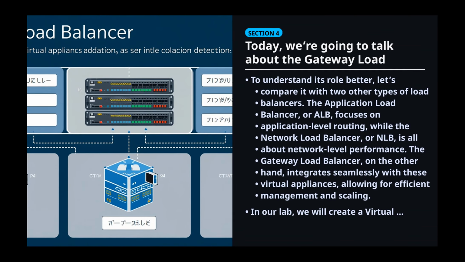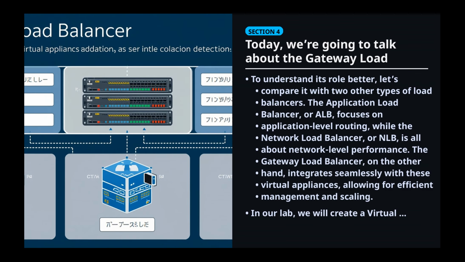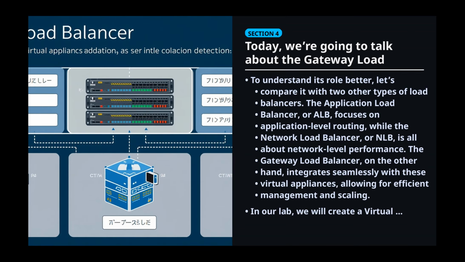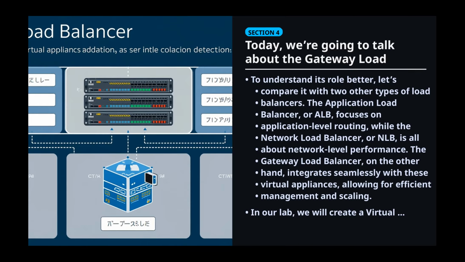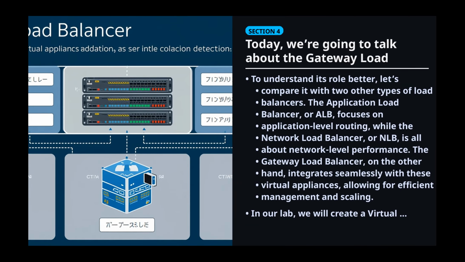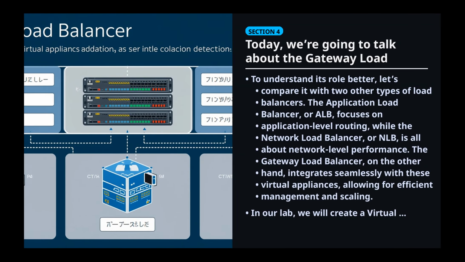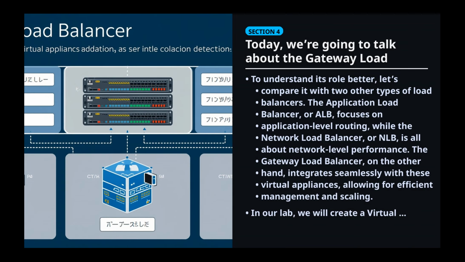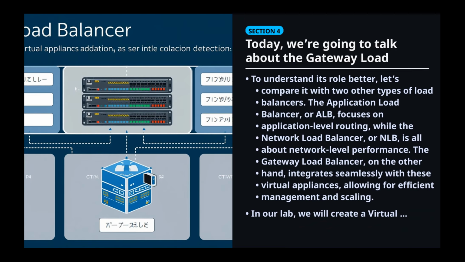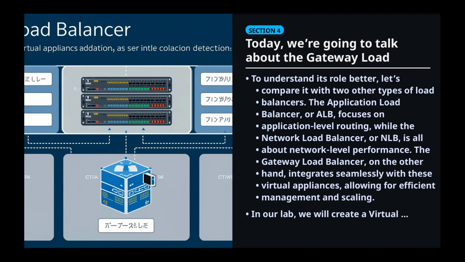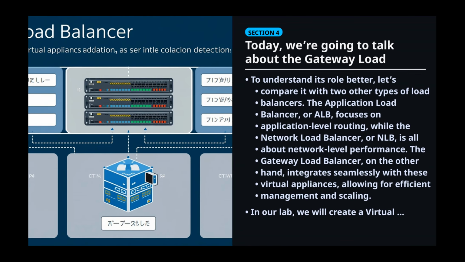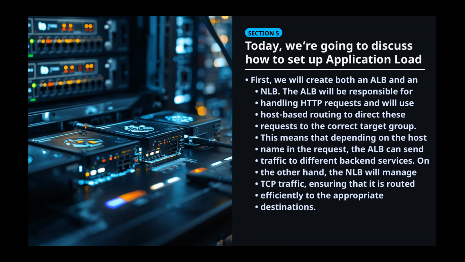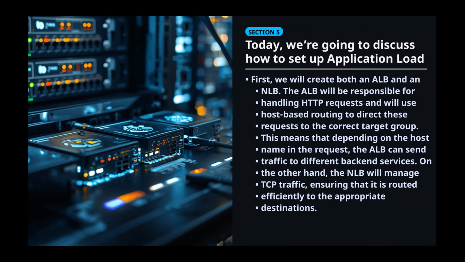and scaling. In our lab, we will create a virtual private cloud, or VPC, and deploy EC2 instances across two different subnets. This hands-on experience will help you see how these components work together in a real-world scenario. In summary, the gateway load balancer is essential for integrating and managing virtual appliances, providing a distinct function compared to ALB and NLB. First, we will create both an ALB and an NLB.